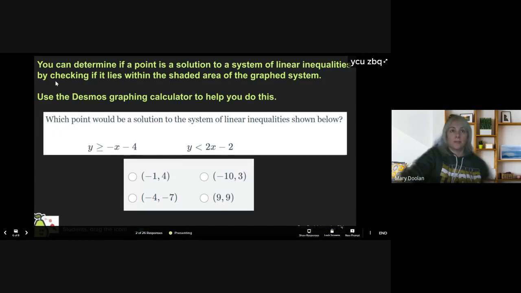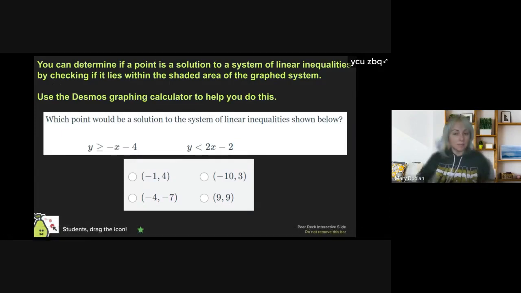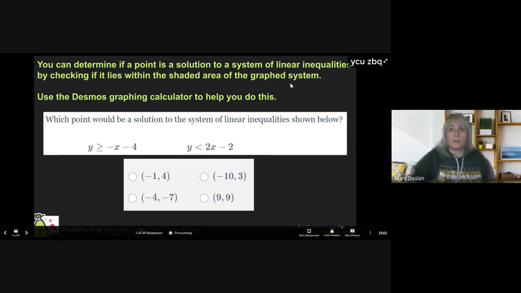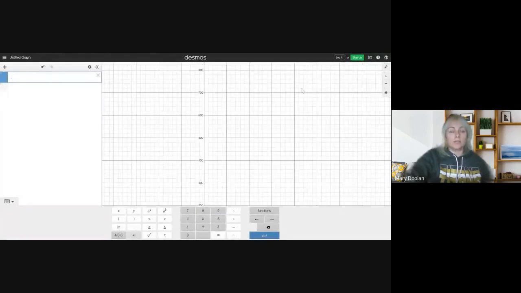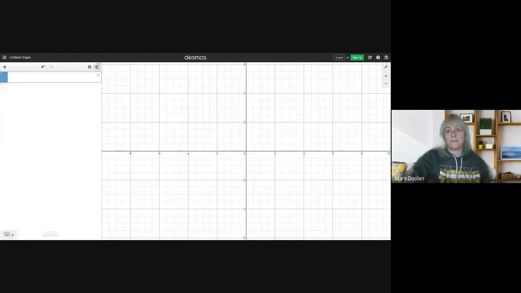And you can determine, it says, you can determine if a point is a solution to a system of linear inequalities by checking if it lies within the shaded area of the graph system. So we can use the Desmos graphing calculator to do this. And we are going to be graphing that system of linear inequalities and looking for the correct point that falls in the shaded area. So come back to Google Meet tab, because right now I'm presenting to you a giant graphing calculator. And what I'm going to do is type in each of these inequalities.